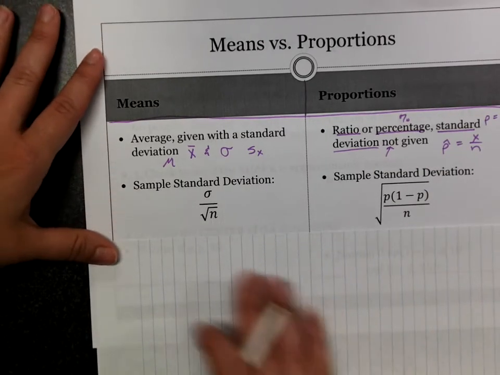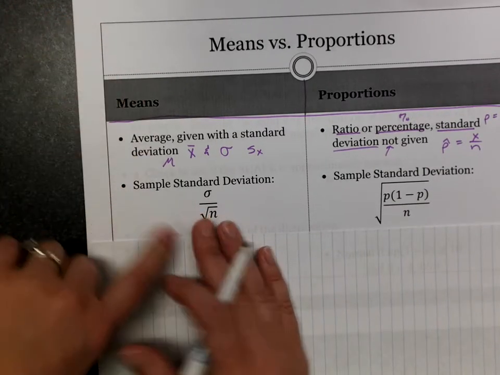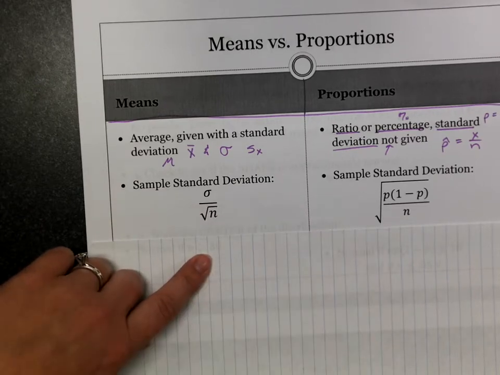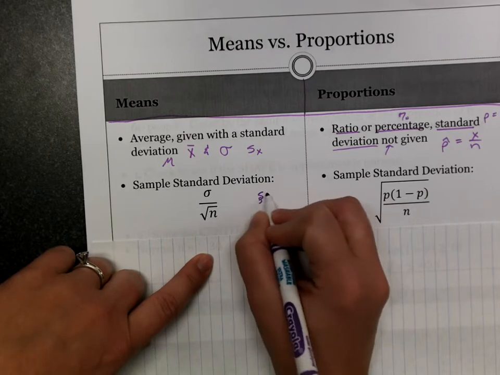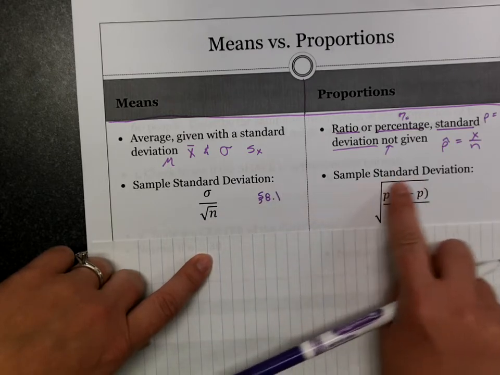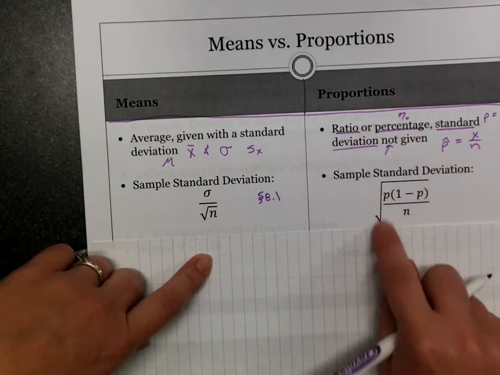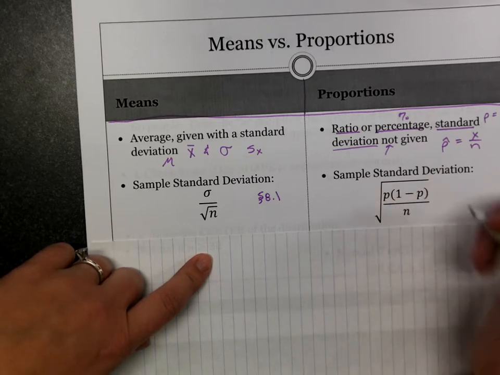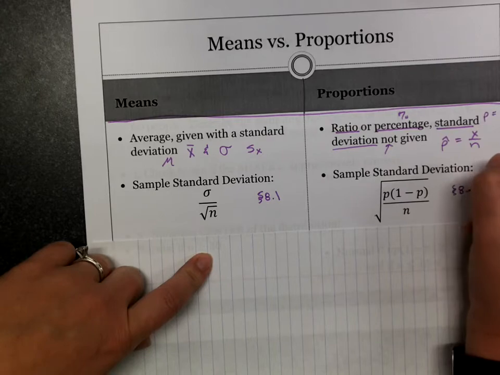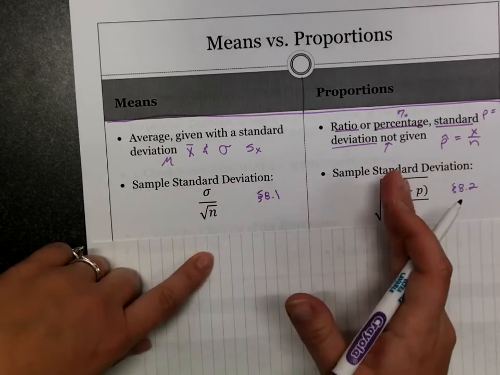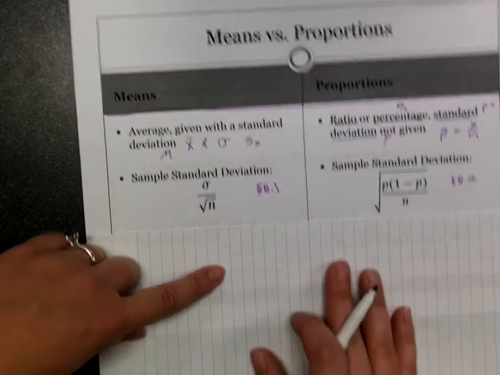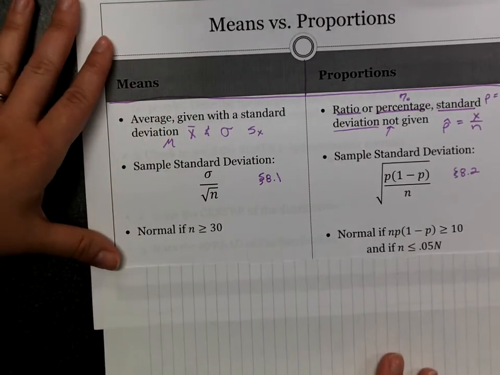So the standard deviation for a sample mean is sigma over radical n, which is what we just discussed in section 8.1. This is section 8.1. The sample standard deviation for a proportion is this new one, the whole square root of p times 1 minus p over n. And this is in section 8.2. So they both have a sample standard deviation, but they're calculated slightly differently. And finally, to check if they're normal.